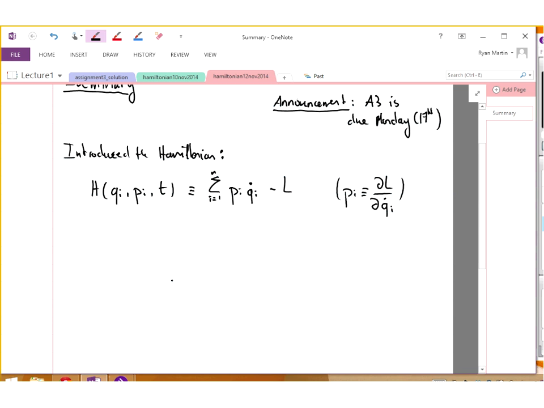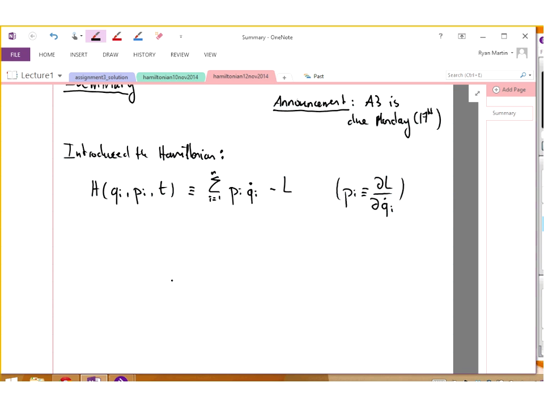We saw that this was a Legendre transform, and so the Hamiltonian H truly only depends on q and p. It doesn't depend on the q dots. So we have two ways of doing things. One is with the Hamiltonian using q_i and p_i, and one is using the Lagrangian, which uses q_i and q_i dot.